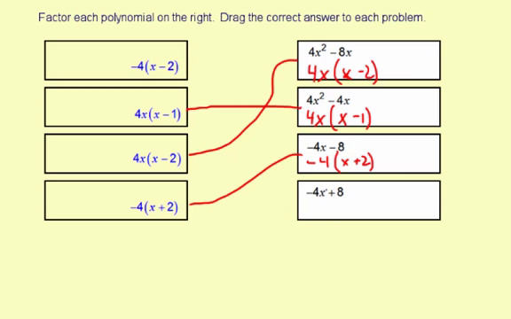Now let's look at this last one, negative 4x and a positive 8. Notice there's a negative in the first term, so that comes out, and also a 4 can come out. Let's see what's left. Negative 4 times what makes negative 4x? Well, that's an x. Negative 4 times what makes positive 8? That's a negative 2. So verify. Negative 4 times x is negative 4x. Negative 4 times negative 2 is positive 8. So you know this is factored correctly, and it matches up here.